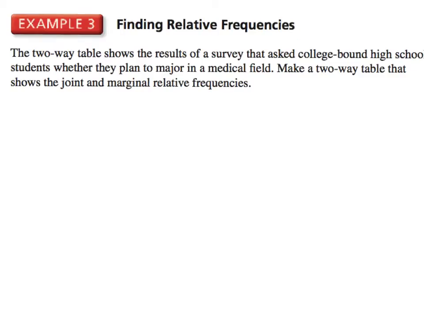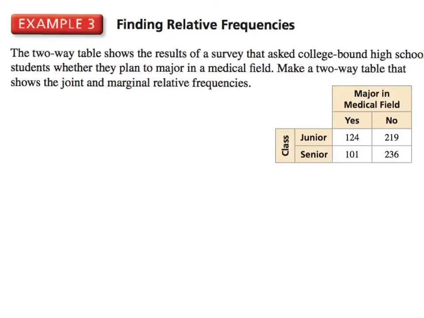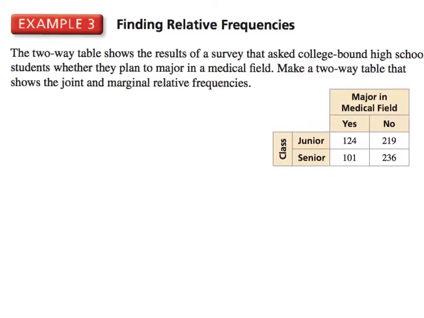The two-way table shows the results of a survey that asked college-bound high school students whether they plan to major in a medical field. Make a two-way table that shows the joint and marginal relative frequencies. So here's my two-way table right here. We want to do the joint relative frequency and the marginal relative frequency.